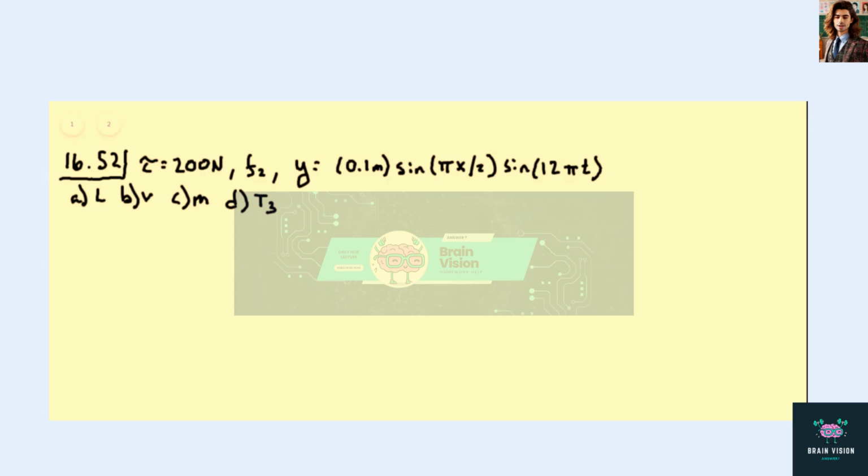16.52, so we've got a rope that's under a tension of 200 newtons and it's fixed at both ends. We're told that it's oscillating in its second harmonic pattern for the standing wave. Now we're given the function for the displacement, and we'd like to find out some things about this rope. Like we want to find its length, the wave speed, the mass of the rope, and then what the period is of the third harmonic standing wave pattern.